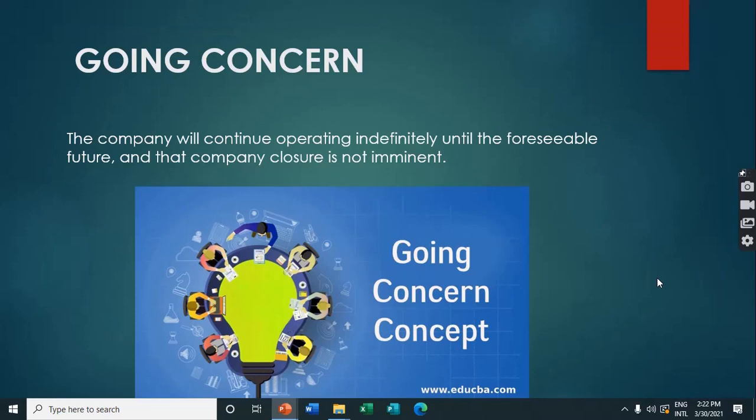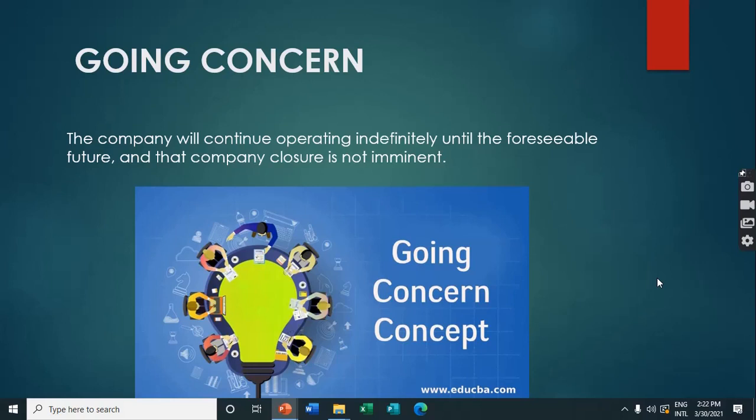Now, let's go to going concern. So, when we say going concern, the company will continue operating indefinitely until the foreseeable future, and that company closure is not imminent. So, sinabi natin going concern, we are looking at the business firm as it will not close forever. Ayan. So, the business will still continue to operate.